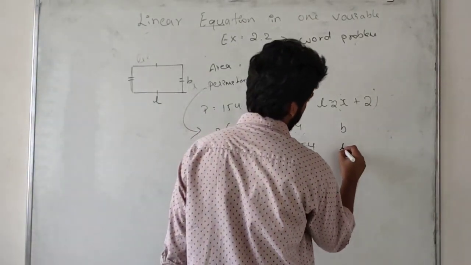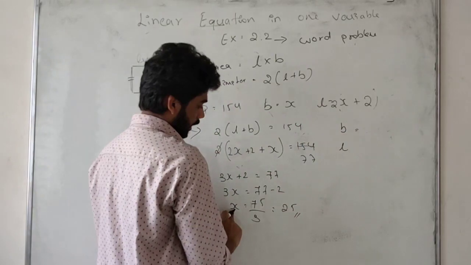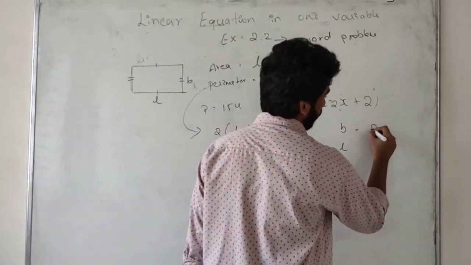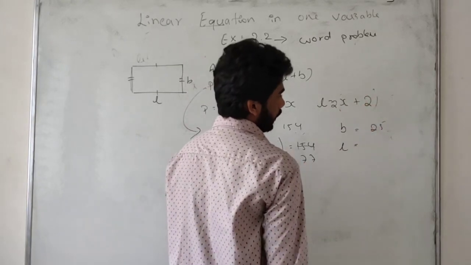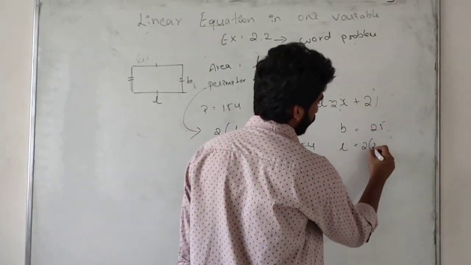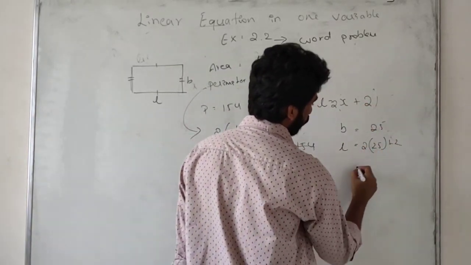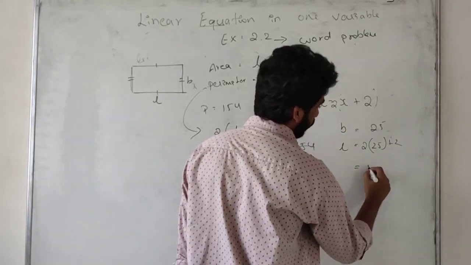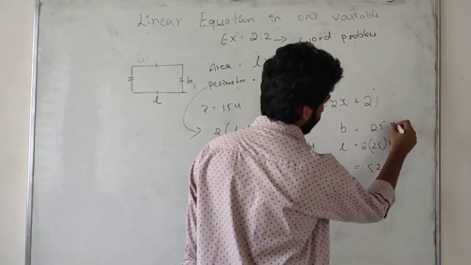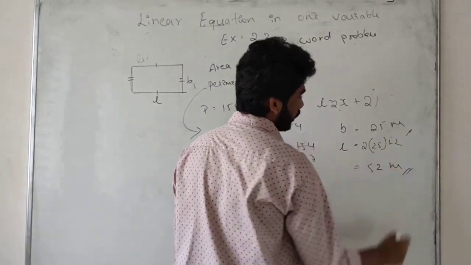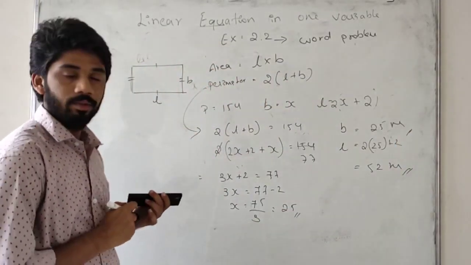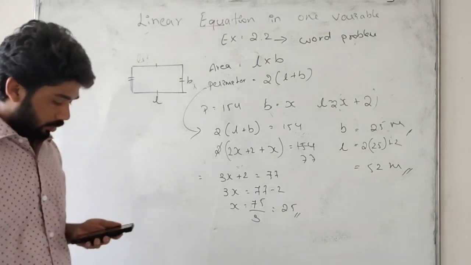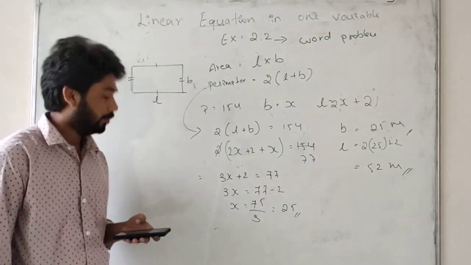x is 25 means the breadth is 25. Length is 2x plus 2, the x value is 25, so 2 times 25 is 50, plus 2, total 52. So the length is 52 meters and the breadth is 25 meters. So this is the required answer. Please note it down. I will go to the next problem.